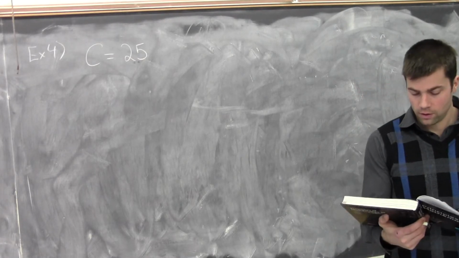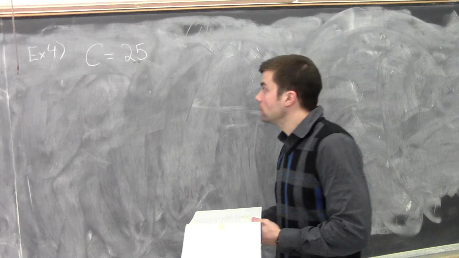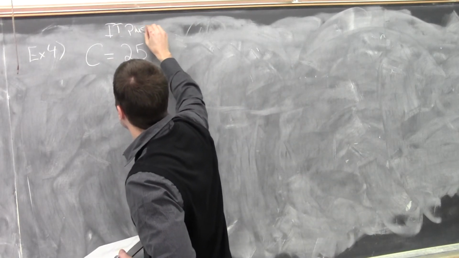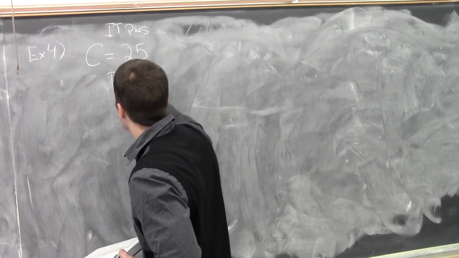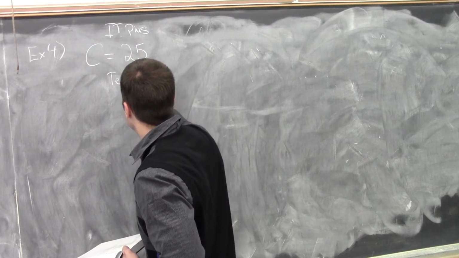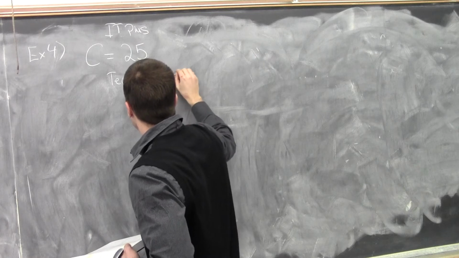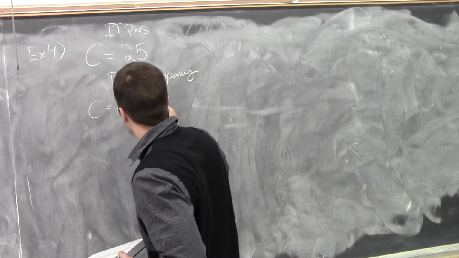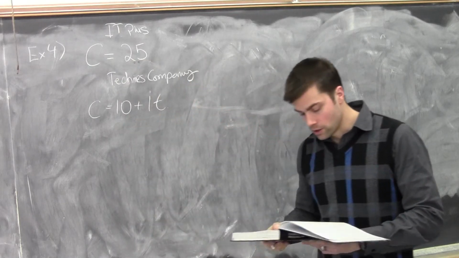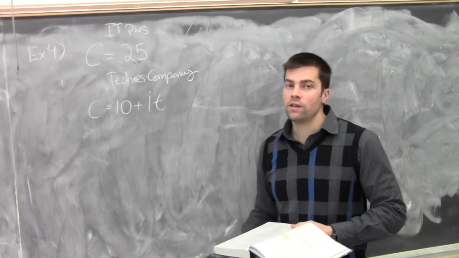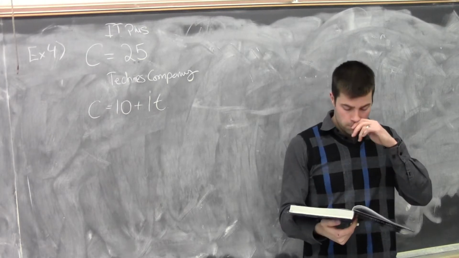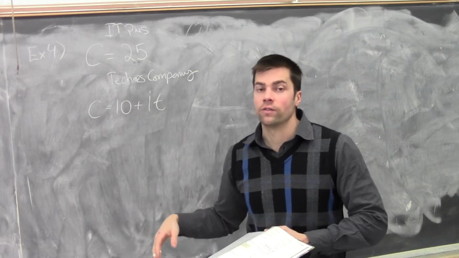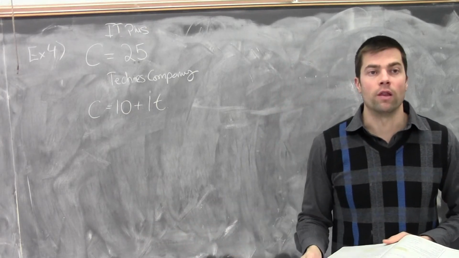Jonathan, next one. This is IT Plus, and now the Techies company. What would be the formula? Cost equals 10 plus 1t. Good, and did you get that from the book there? What does the t value mean? The time. Good, it's actually the time, but in units of hour. So the number of hours per month.